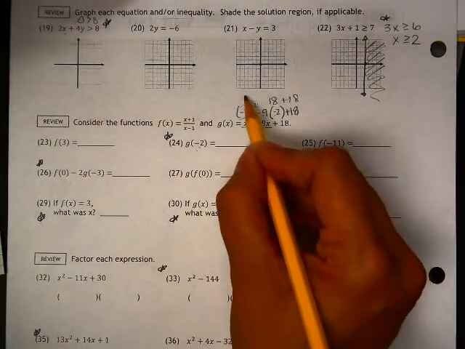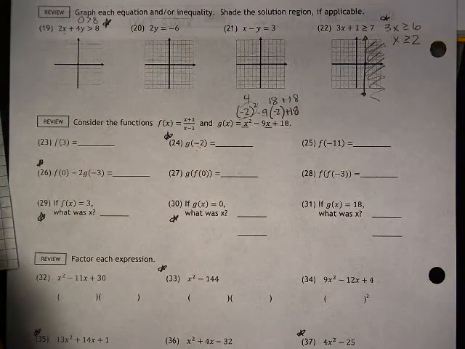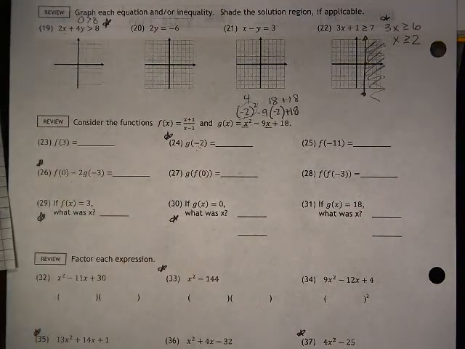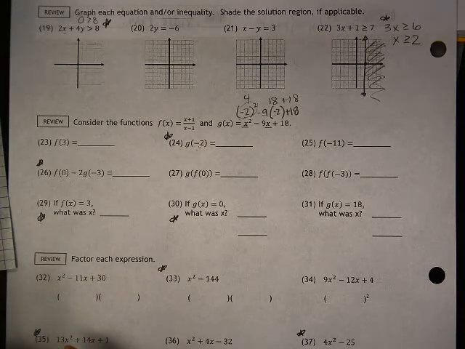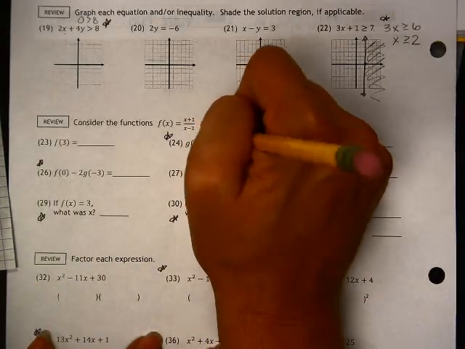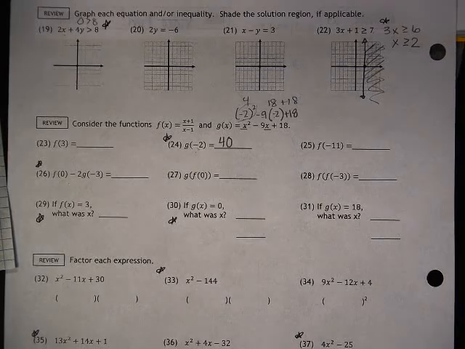So -2 times -2 is positive 4, and 18 plus 18 is 36, and then plus 4 is 40. So 40 is my answer.